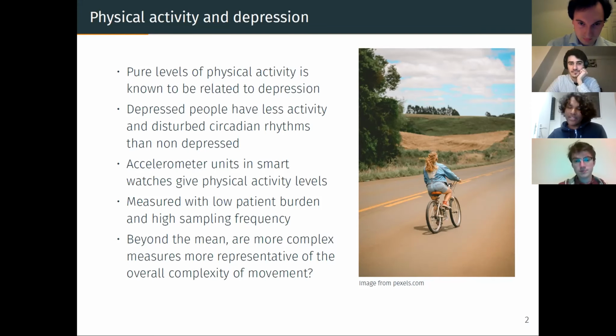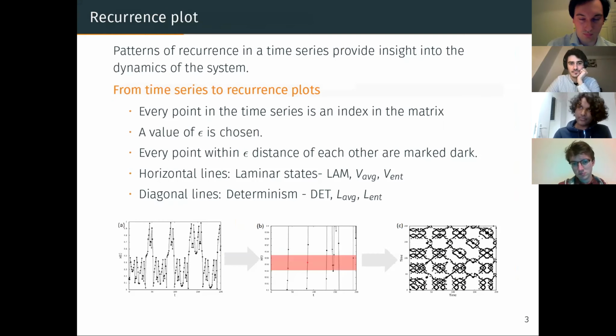The question we will address in this talk is whether, beyond mean physical activity, there are more complex measures that are more representative of the complexity of movement. To do this, we use a tool called recurrence plots, which looks at patterns of recurrences in a time series. And the question is whether this provides insights into the dynamics of this particular system.